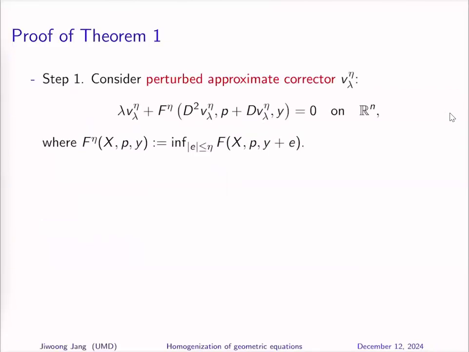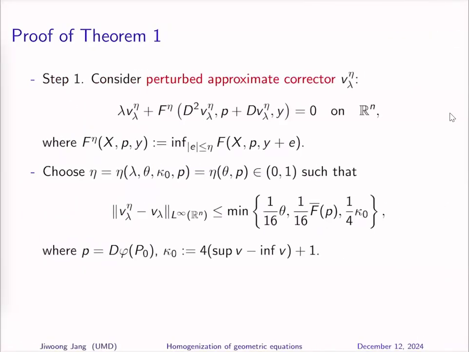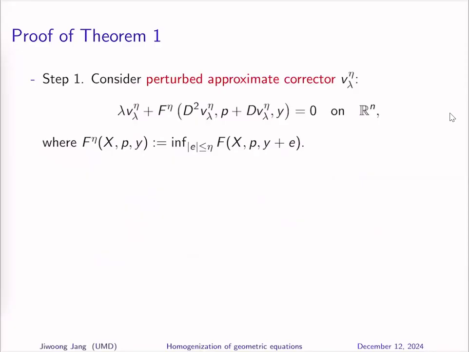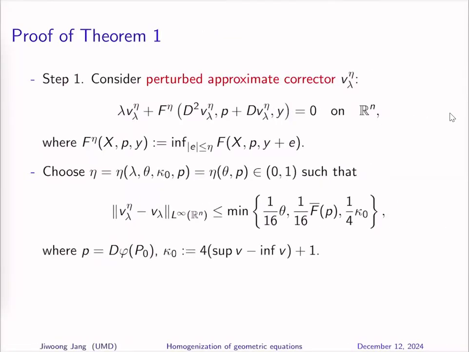And also we consider the perturbed approximate characters, which are defined to be the solutions to this problem. And we take eta small enough that we have this property. Here theta is from the hypothesis for the contradiction, and we are using it critically. We are also using the positivity of the effective value, and we have one more positive constant, kappa zero, which is from the uniform oscillation of the character. So we are also critically using that there is a character.